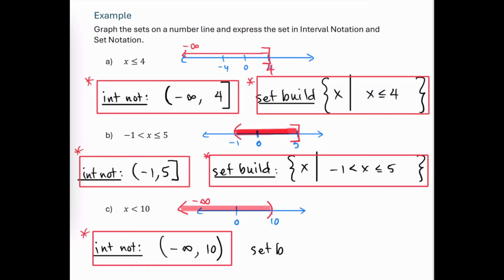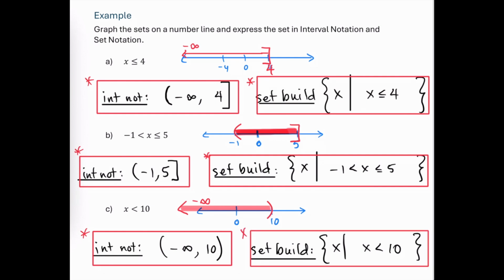In set builder notation, we start with our template, the set of all x's such that some criteria is met, and the criteria that is to be met is that x is less than 10. Again, this is just the original inequality in that criteria field, and this is the set builder notation for part C.